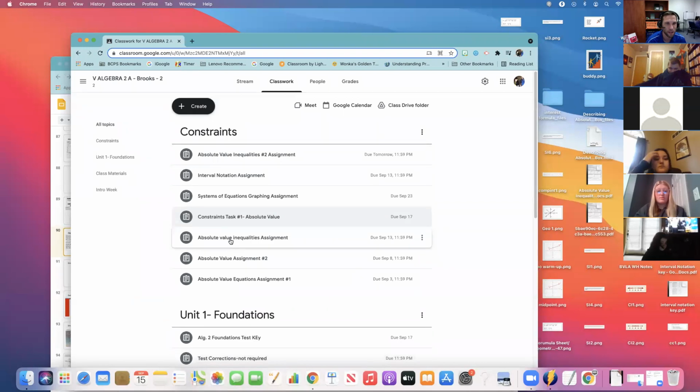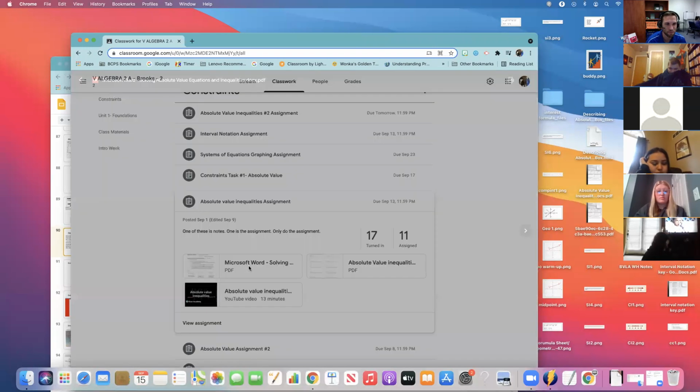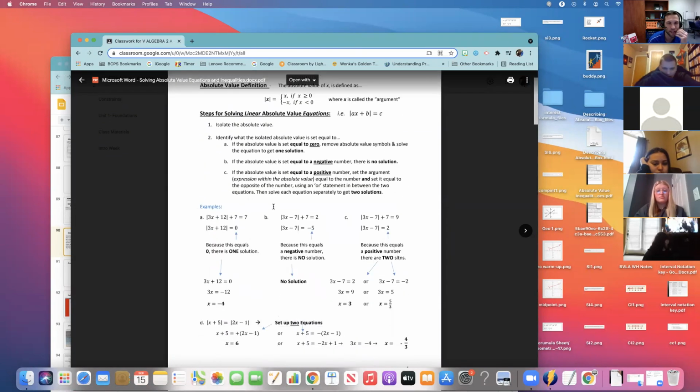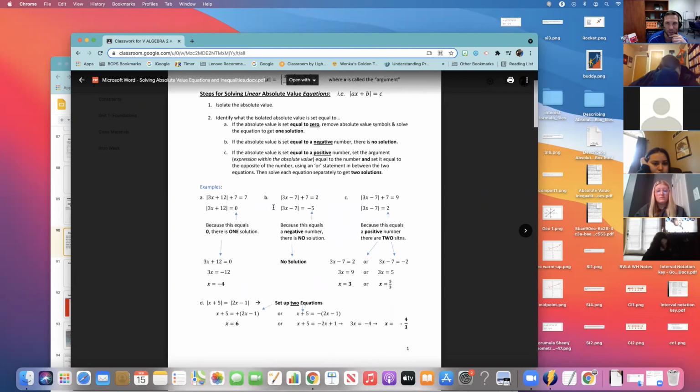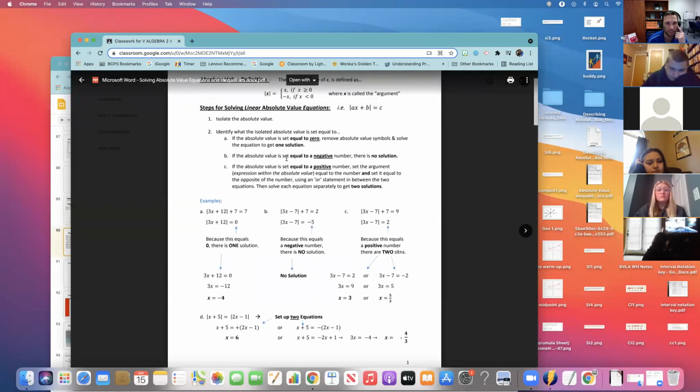Let's talk about absolute value inequalities. We have a lot of them turned in. Okay, so these are the notes. And again, I was thinking I already made a video on this. I'll have to find it. I have this deja vu.